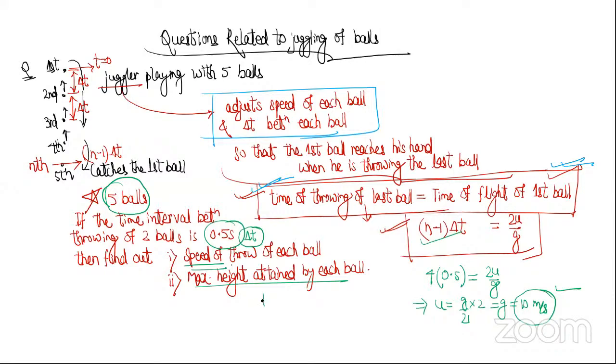Maximum height. What is the formula for maximum height? Who knows? It's u square by 2g. So 10 square by 2 into 10. How much is that? 5 meter. How many of you got this answer? Raise your hand.